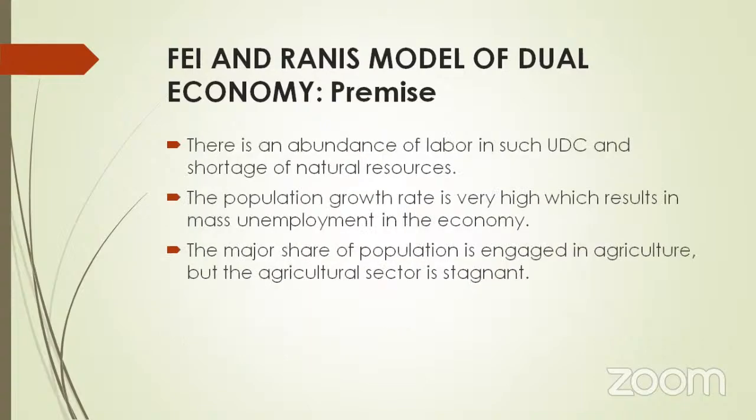Their premise is that there is an abundance of labor in such underdeveloped countries and a shortage of natural resources. Population growth is high, which results in mass unemployment, with a major share of the population engaged in agriculture, but the agriculture sector is stagnant. Somewhere down the line, you get a feeling that they do not look at the agriculture sector with the kind of seriousness it should be given, in terms of productivity and how it can grow. We have also seen that the agriculture sector has a lot of potential, and a lot of technology can be pushed into it, leading to increased output, with things like animal husbandry, livestock and so on and so forth. A lot of people can be occupied.